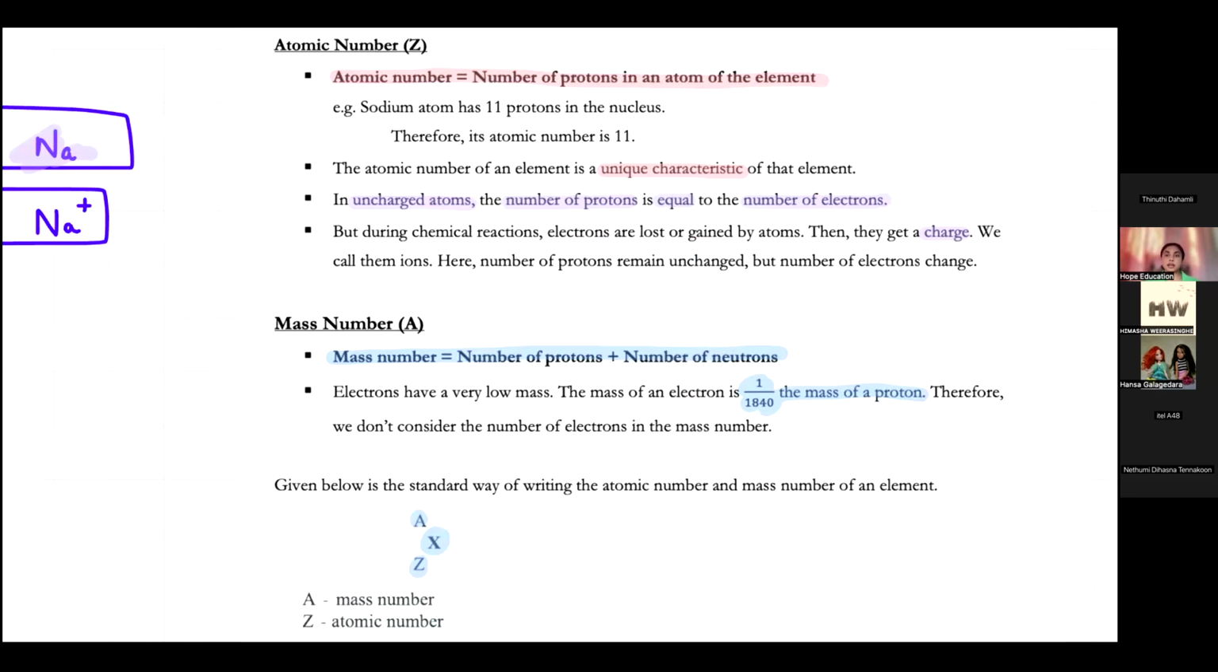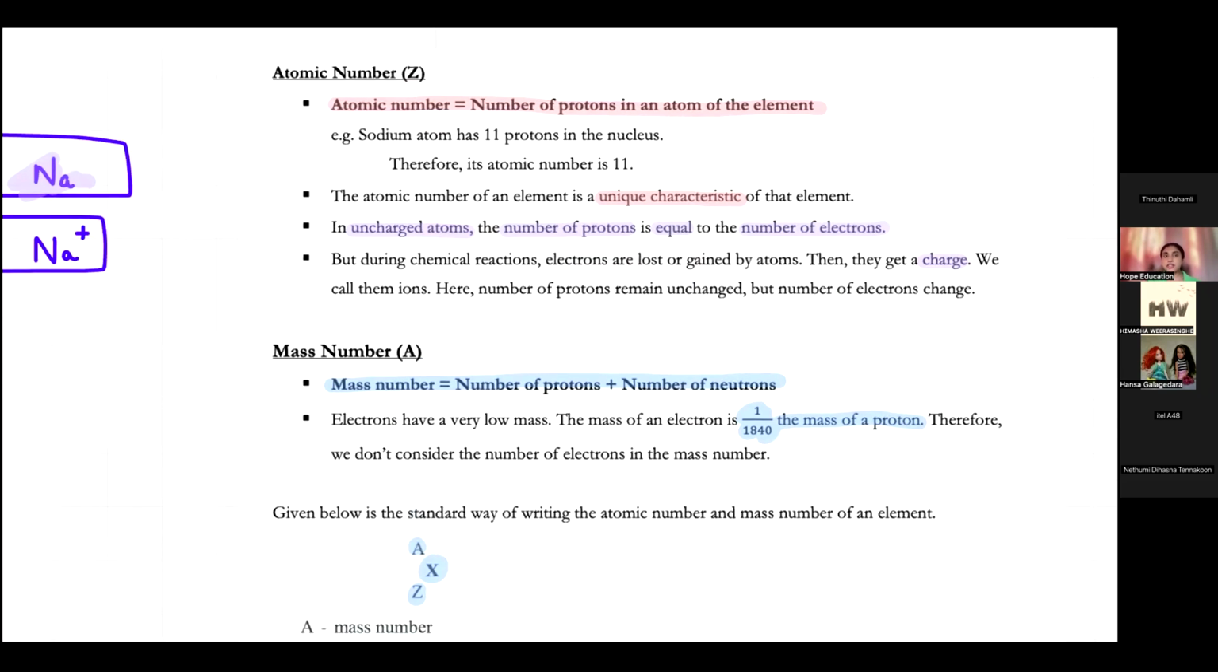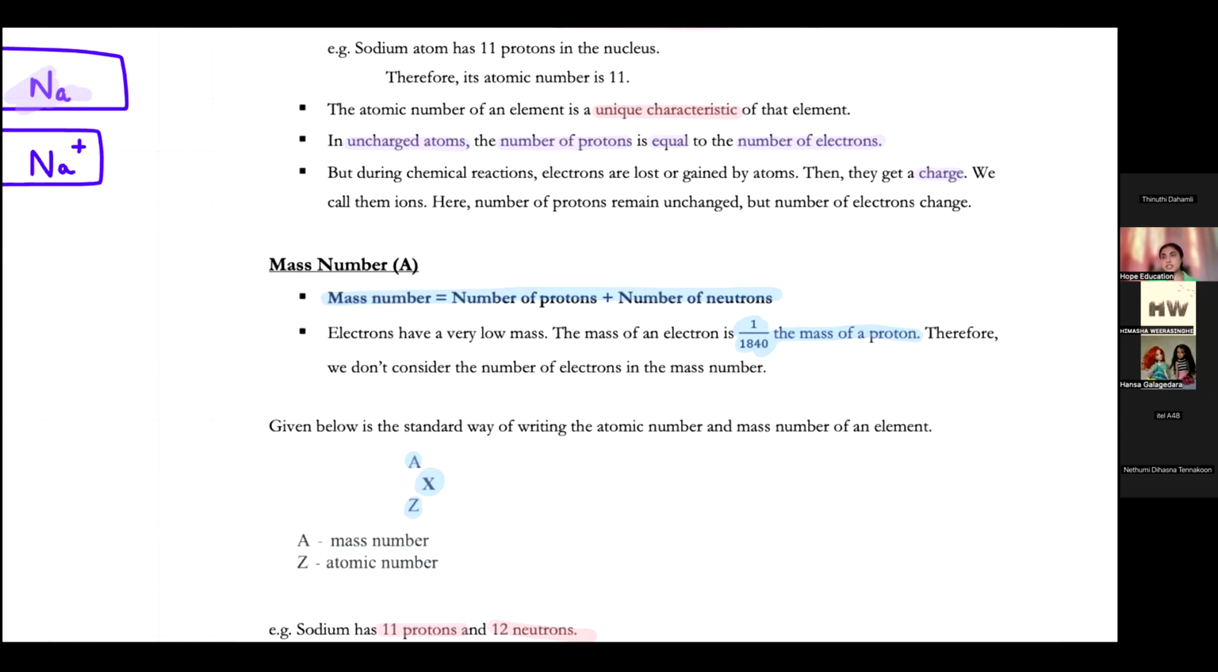So if you take the atomic number, if a particular atom doesn't have a charge... for now we are not talking about atoms that have a charge. We are only learning about atoms without a charge. So if you consider an atom without a charge, in these atoms, the number of protons and number of electrons are equal, right? But if there is a charge, it's different.